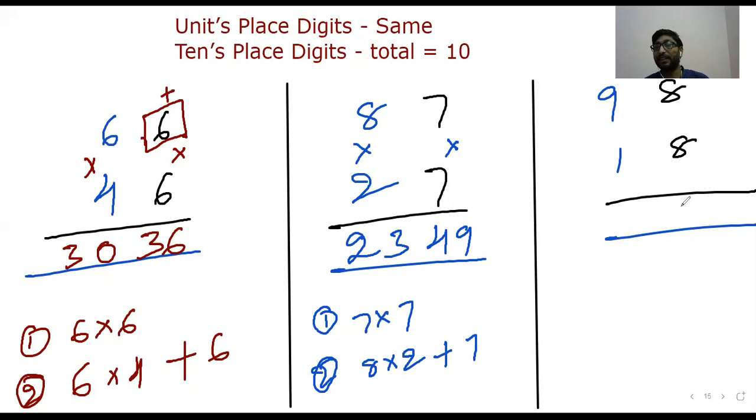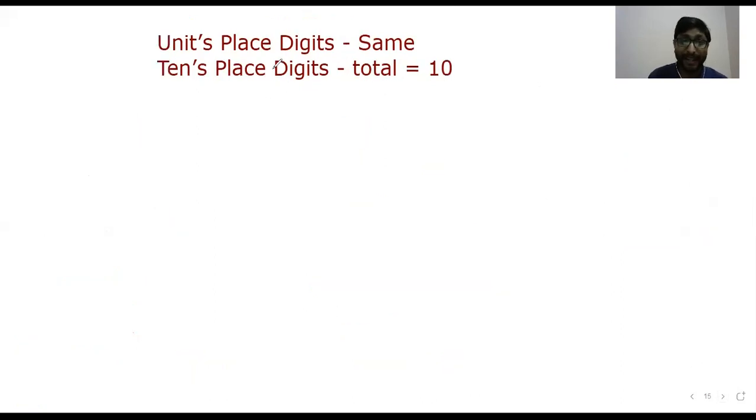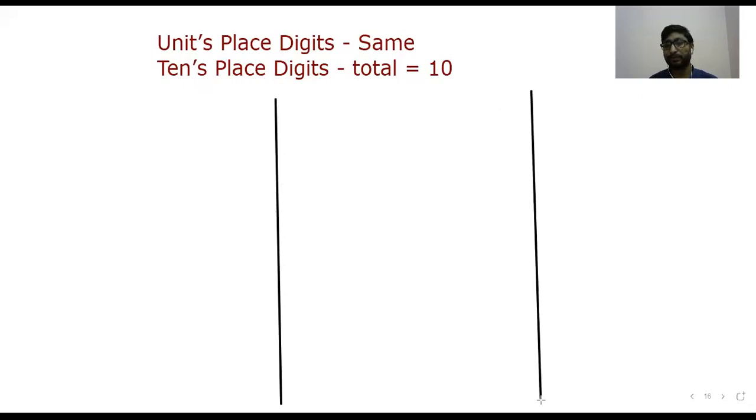9 8 8s are 64. 9 1s are 9. 9 plus 8 is 17, the answer. No calculations required. 8 8s are 64. 9 1s are 9. 9 plus 8 is 17. No calculations required. I hope you understand now.